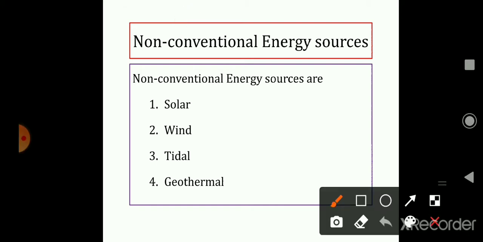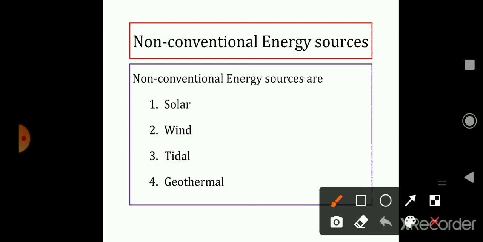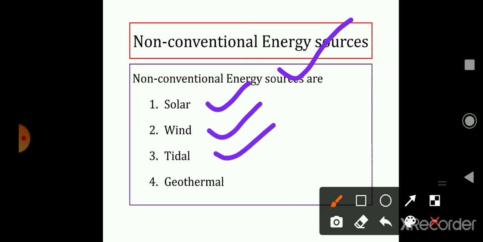So what do you mean by non-conventional energy sources? These are energy sources which are available continuously. So what are the different types of non-conventional energy sources? Here I mentioned some important ones: solar energy sources, wind energy sources, tidal energy sources, and geothermal energy sources.